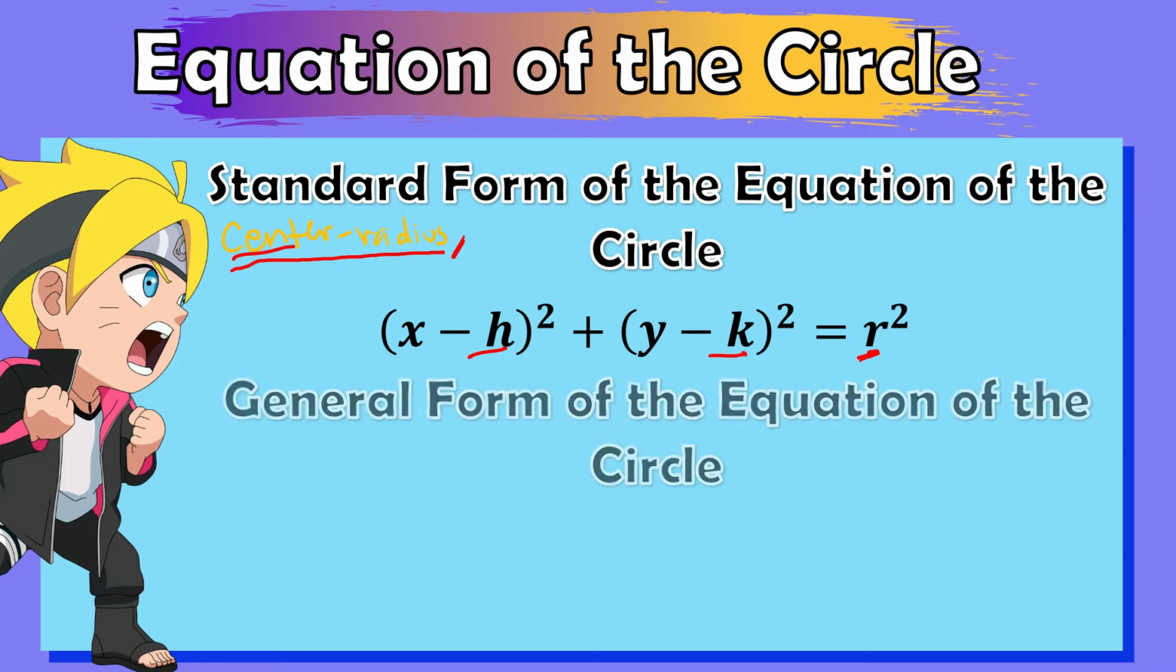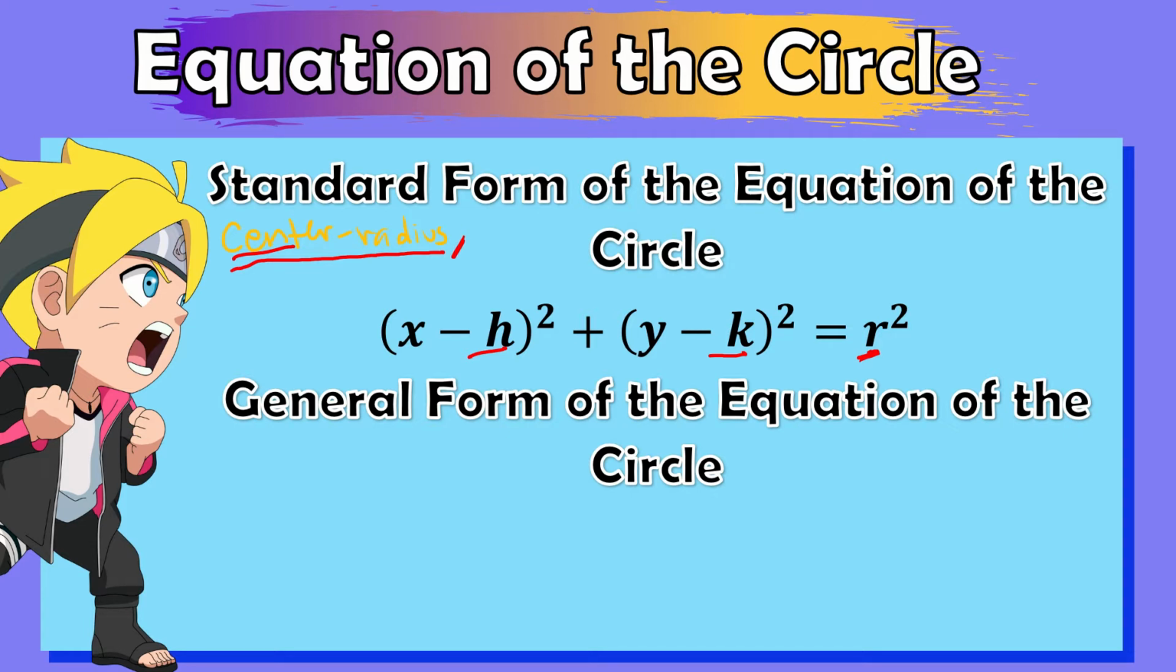So for today's lesson, we will have the general form of the equation of the circle. What we are going to do is, given the standard form, or maybe given only the center and radius, we need to convert or transform that specific equation to the general form of the equation of the circle.